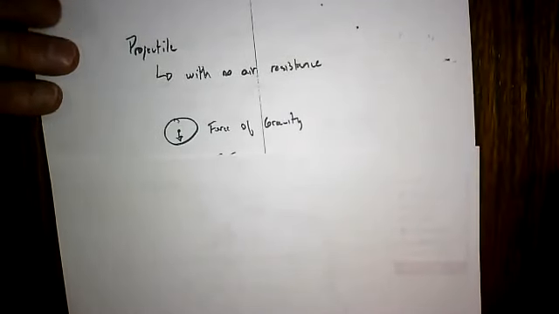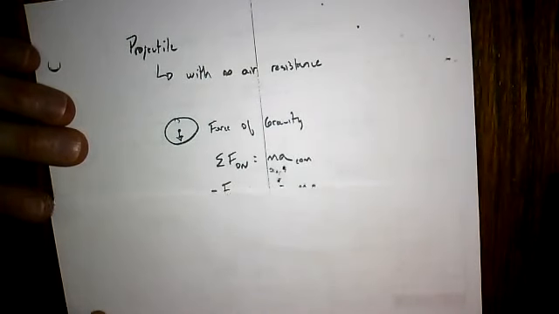Sometimes what I like to do is just start with a projectile with no air resistance. Okay, and then we only have one force acting on the object, the force of gravity. And we know if the force of gravity is the only force acting on the object, that the object will undergo an acceleration of negative 9.8 meters per second squared.